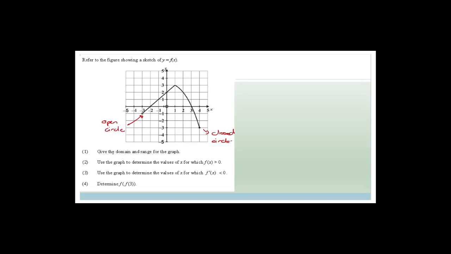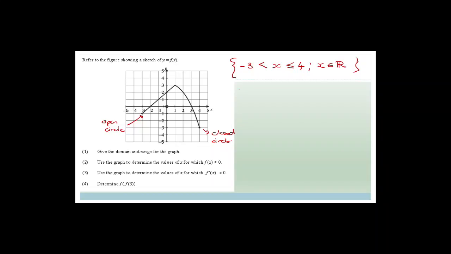So do you agree the domain are the values across the x-axis for which this graph is valid? So therefore, the domain is going to be x is smaller than or equal to 4, because it starts at 4, and it's going to be bigger than minus 3, because it doesn't include the minus 3, because that's an open circle. So that there is your domain, x is an element of real values. There you go.